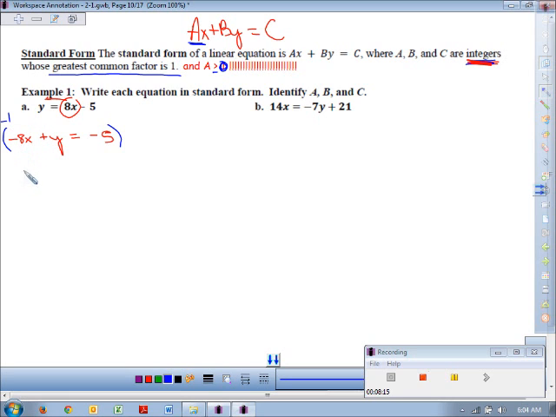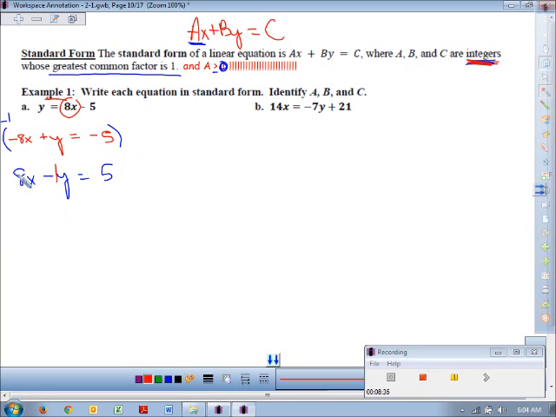-1 times -8 is 8x, then that turns out to a -1y equals 5. And really what you just do there is you just change all the signs. So far, we got it in the right order. We got the a value being positive, and now the question is, what's the GCF between all the numbers? Well, you got an 8, a 1, and a 5, if you think of that as positive. The GCF between all those is 1.